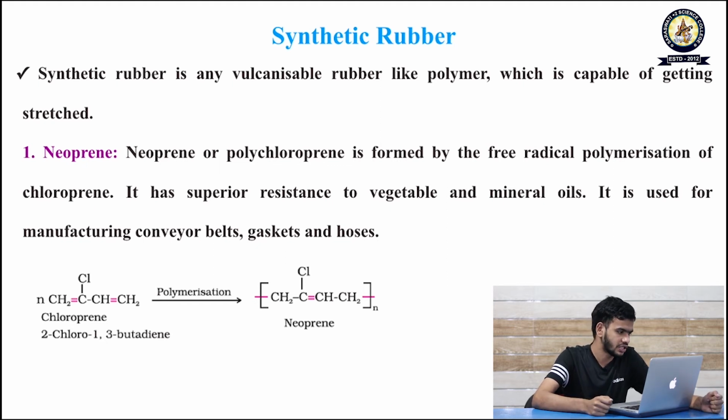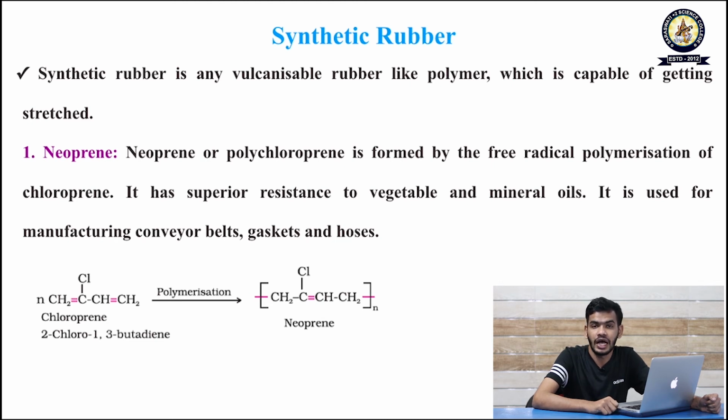It is very easy to understand, okay. So the first type of synthetic rubber which is manufactured in the industry or in the laboratories is neoprene. So neoprene is actually a polymer of chloroprene. So this is actually formed by the free radical mechanism.